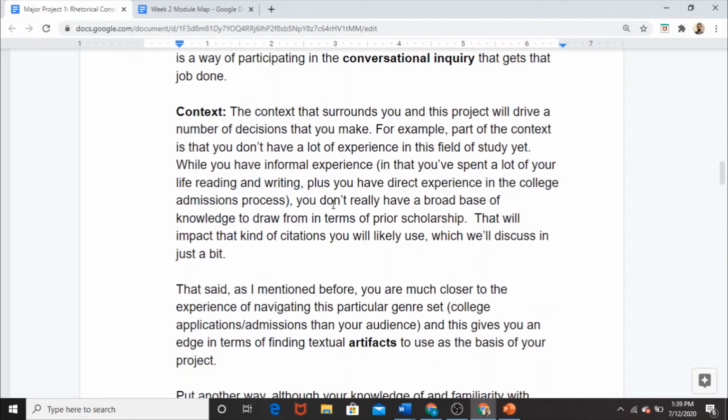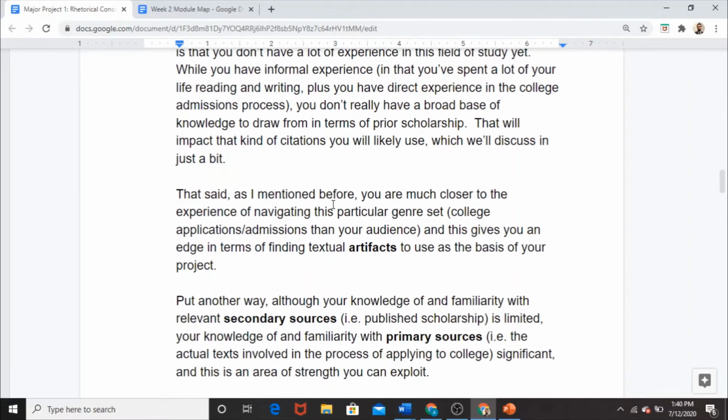I'm just going to make a quick note here about the context, right? So one of the things that's kind of tricky with the context here is that you are not a writing studies scholar yet, right? You are new to this field of study. We're only in week 2, or only going into week 2. And so part of the context here is that your background knowledge on the topic, the major players in the field, key pieces of scholarship is understandably limited. And so as I note here, you don't have a whole lot of background in sort of the secondary sources that you might make use of, right?